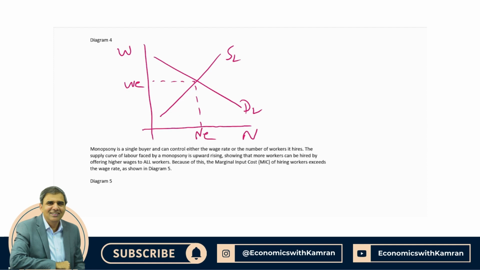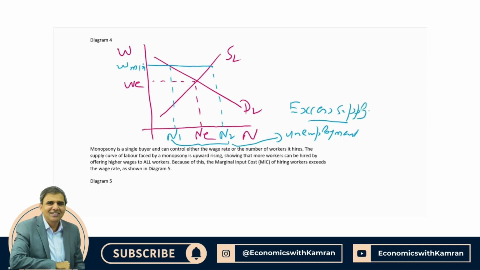The minimum wage is effective only when it is set above the equilibrium wage. So for example, this is the minimum wage, WMIN. Now this minimum wage reduces the demand for labor to N1 and raises the supply of labor to N2, and this results in unemployment. Excess unemployment, or you may say excess supply of labor. Now this is a consequence of minimum wage.